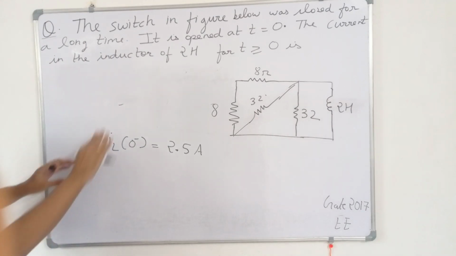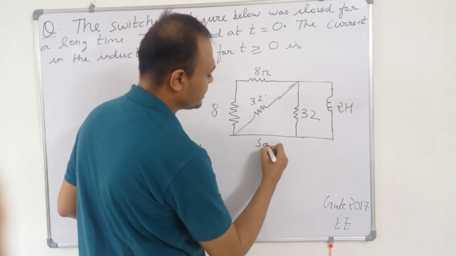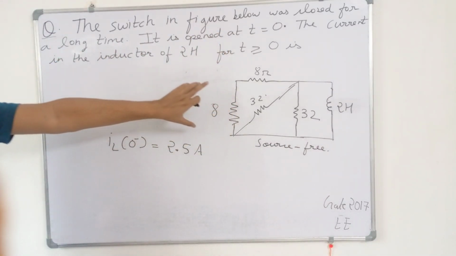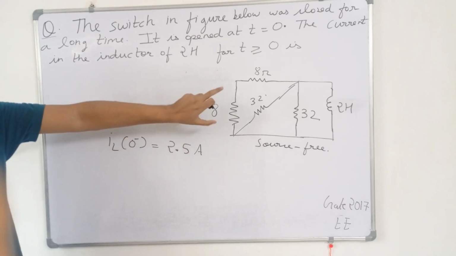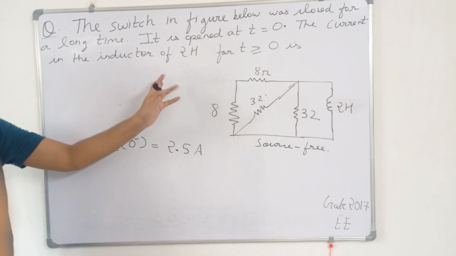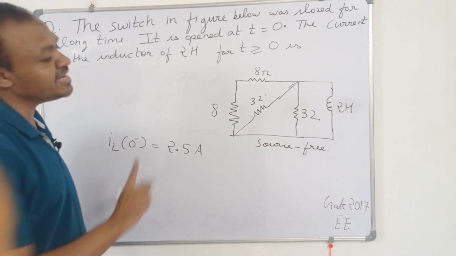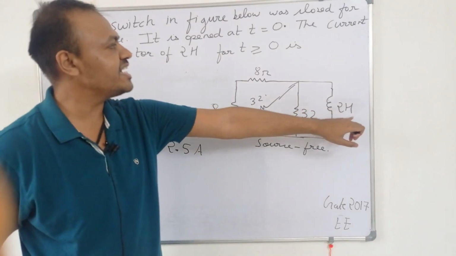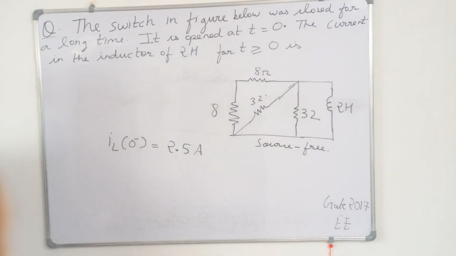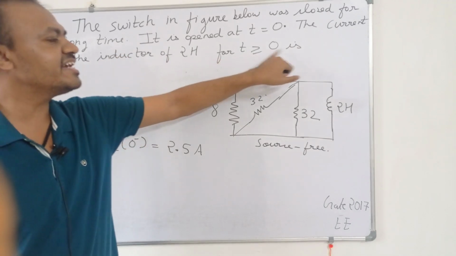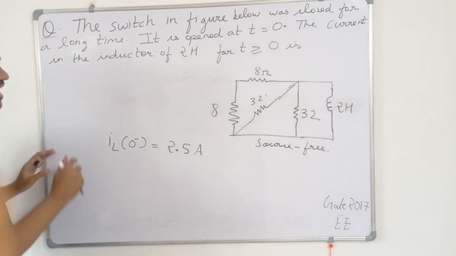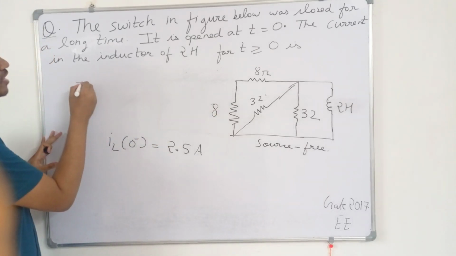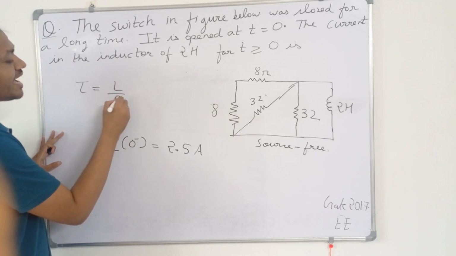Now this becomes a source free circuit. There is no voltage source and also no current source, so there is no independent source. So the current across the inductor will be a decaying exponential. We have to find the current in the inductor for t greater than 0. If you want to find it, tau equal to L by R.